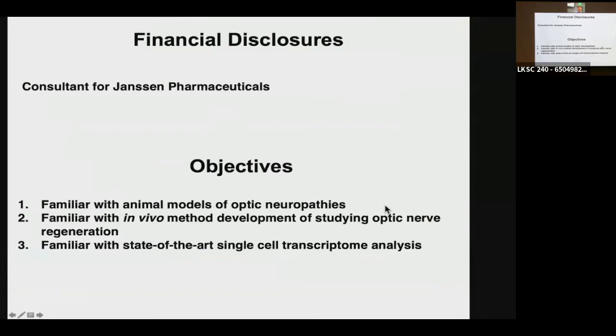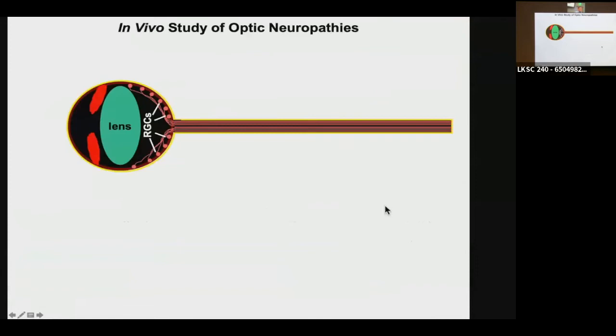And this is my disclosure, which has nothing to do with the talk I'm talking about, and this is the objective. So we are firm believers of in vivo study. We are only interested in retinal ganglion cell and optic nerve neuropathies, but we do everything in mouse eyes. As you know, the RGCs send out their axons to form the optic nerve, and anything that injures the optic nerve can induce retrograde RGC cell death.